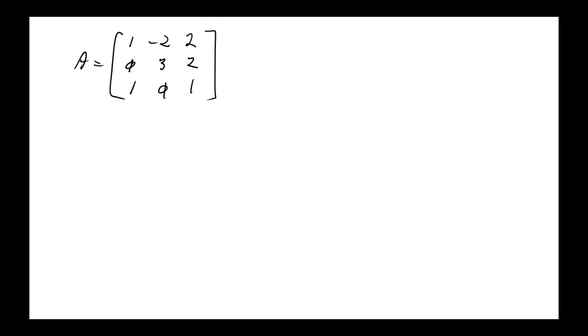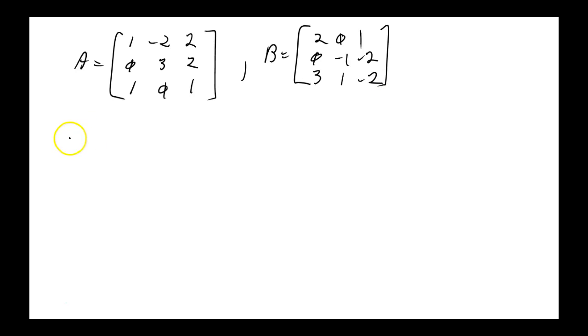Yeah, exactly. And B is 2, 0, 1; 0, negative 1, negative 2; and 3, 1, negative 2. Did I say that right? Yeah. Okay. Now, the first thing they're asking for is what is the determinant of A?